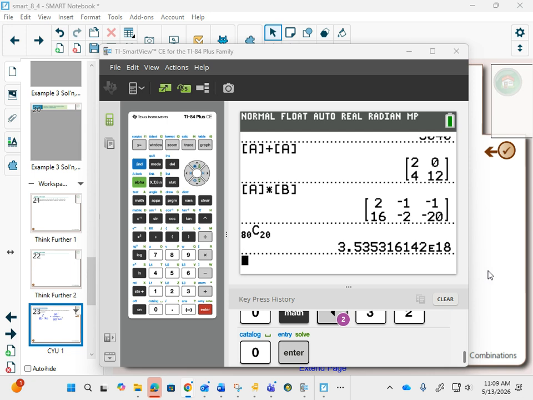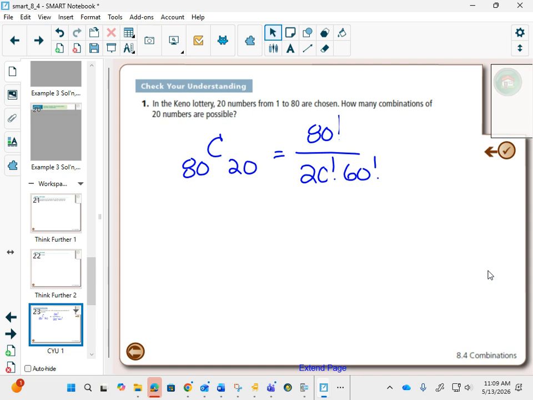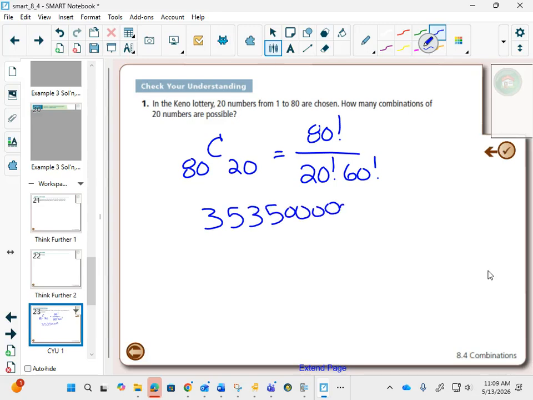Like 3.535 times 10 to the 18th really means if I rounded that, 3, 1, 5, 2, 3, 4, 5, 6, 7, 8, 9, 10, 11, 12, 13, 14, 15, 16, 17, 18. That's about what that number looks like. Wow. That's huge, isn't it? Your chances of doing that are not very good.